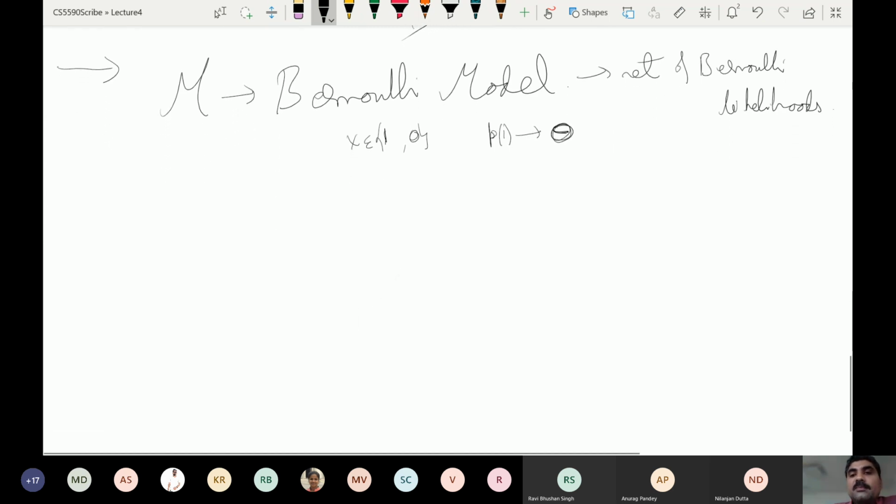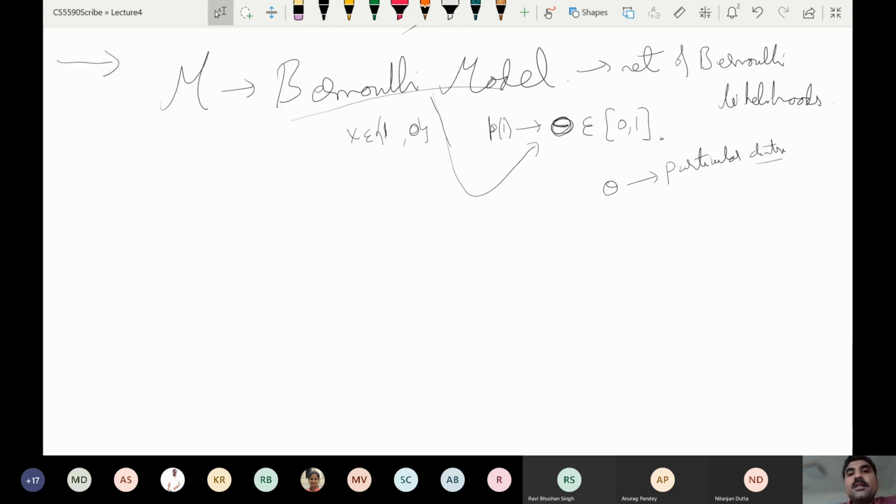That's the parameter. And what are the allowed values for the parameter? It should be a value between 0 and 1. Given any value of theta, you will retrieve a particular Bernoulli distribution, and with various values of theta, I'll get various Bernoulli distributions. That set of all Bernoulli distributions is what is called the Bernoulli model, and it's parameterized by this value of theta. Is the Bernoulli model clear to everybody?